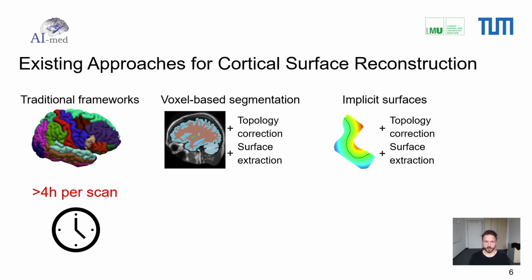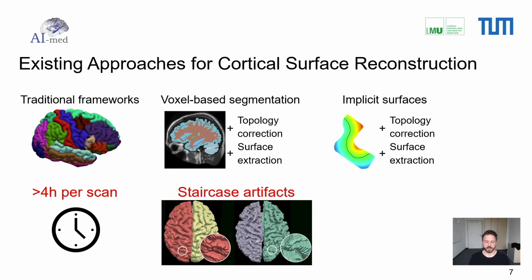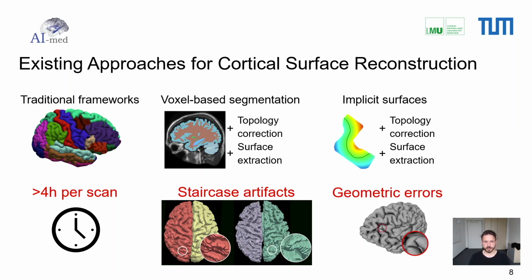The problem with traditional frameworks is that they have lengthy runtimes, taking multiple hours per scan. On the other hand, fast deep learning-based segmentation maps are typically limited by the voxel resolution. This leads to staircase artifacts in the extracted surfaces. Finally, methods based on continuous implicit surfaces can mitigate these problems, but still they rely on a topologically correct surface extraction, which may introduce geometric and therefore anatomical errors.